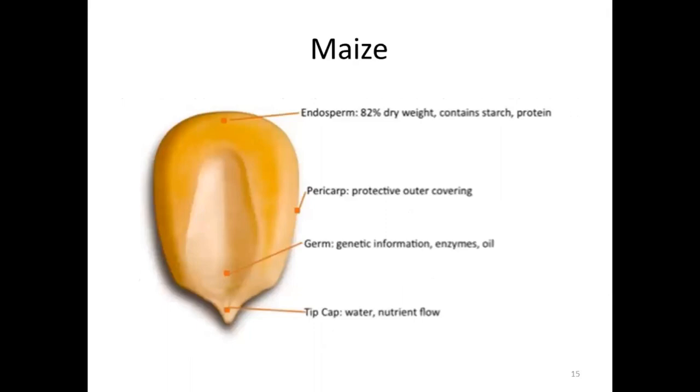Looking at the structure of maize, 82% of the dry weight is covered by the endosperm, which contains starch and protein. The outer cover is called the pericarp, which protects the inner material, and the germ, which carries the genetic information, and it contains enzymes. And this is the tip from where the nutrients flow inside the maize. From the endosperm, during the various processes, as we will talk about later, corn gluten meal will be produced from this large part.